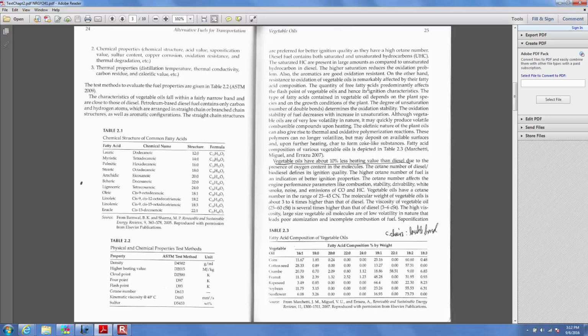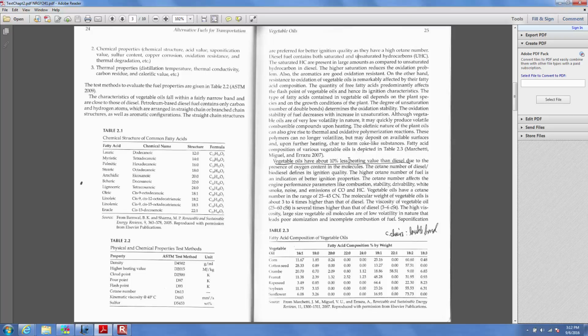Well, if you look down here, quantity of free fatty acids predominantly affects the flash point of vegetable oils, and hence its ignition characteristics. So whereas we have a really good cetane number on diesel fuel, fairly high, it's actually fairly low on vegetable oil. So that's a problem that we need to get around. We have to be able to adjust and adapt to that, because our engines are designed to run on petroleum products right now. So we have to find a way to get around that.